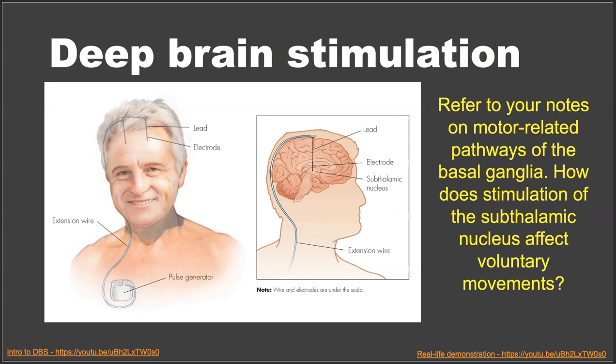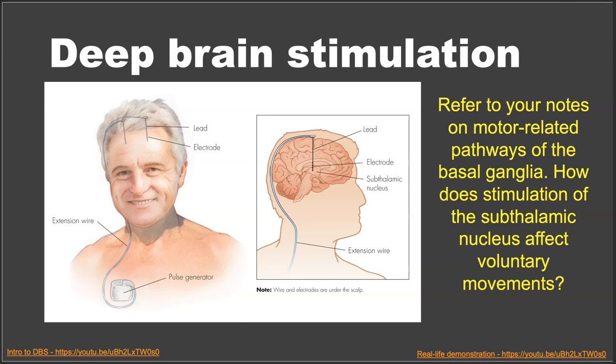Another strategy has been deep brain stimulation. And in particular, we see deep brain stimulation to the subthalamic nucleus being quite useful. So, what I would suggest to you is that you refer back to your notes and even previous slides in this particular lecture and think about how stimulating the subthalamic nucleus would affect voluntary movements.